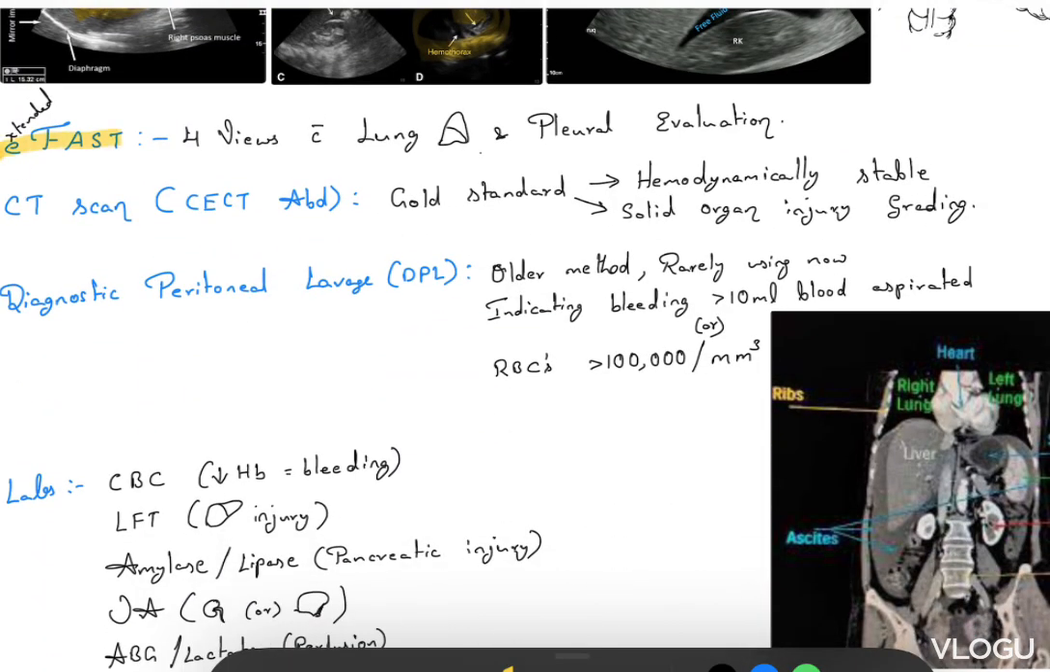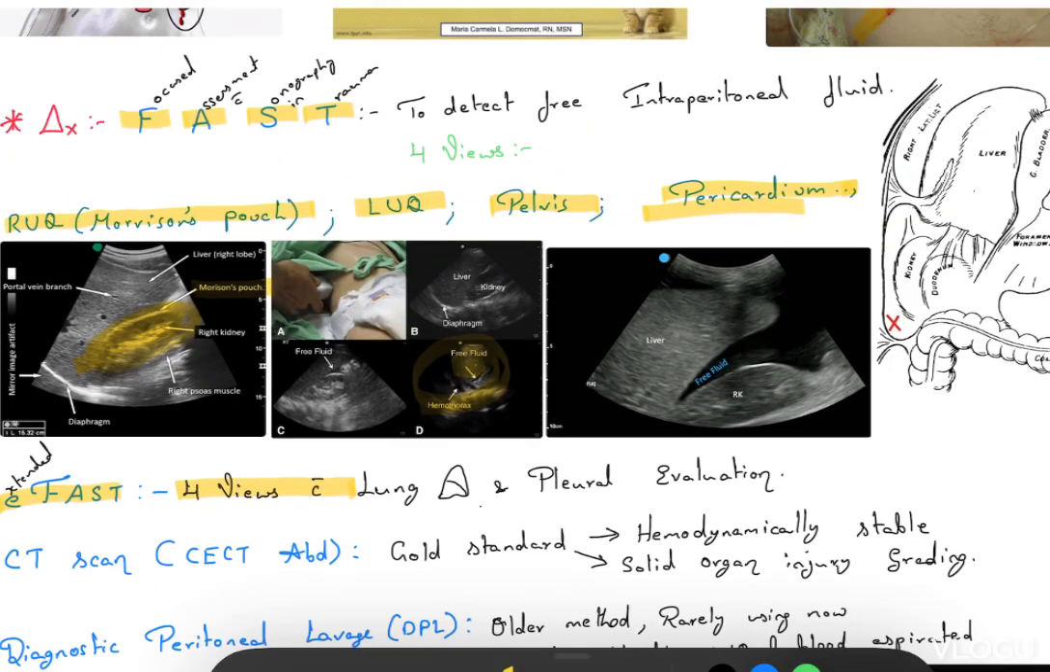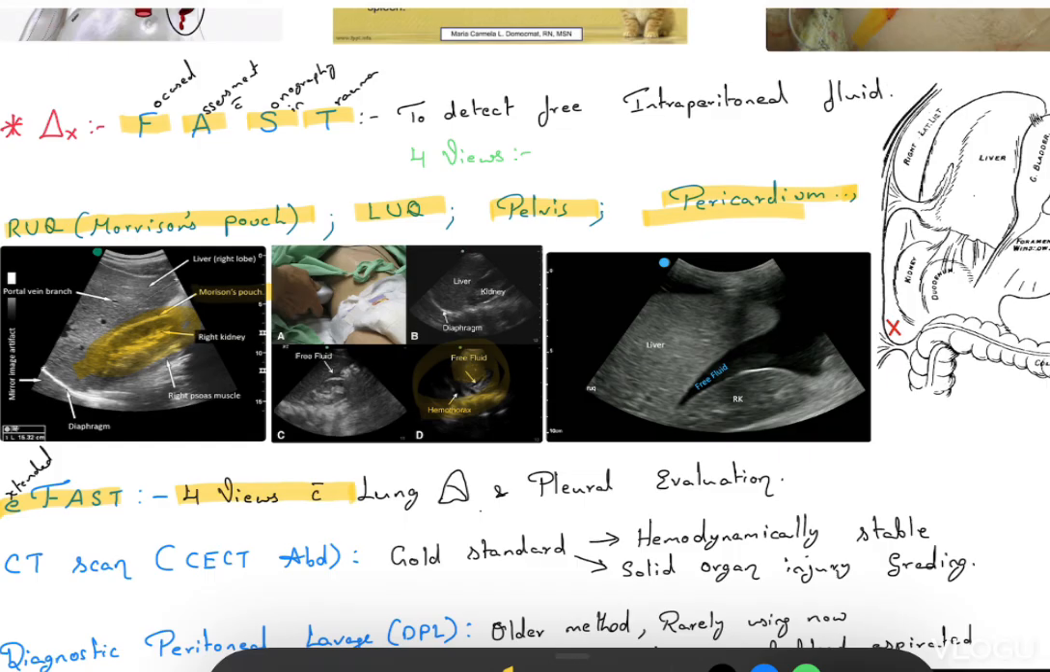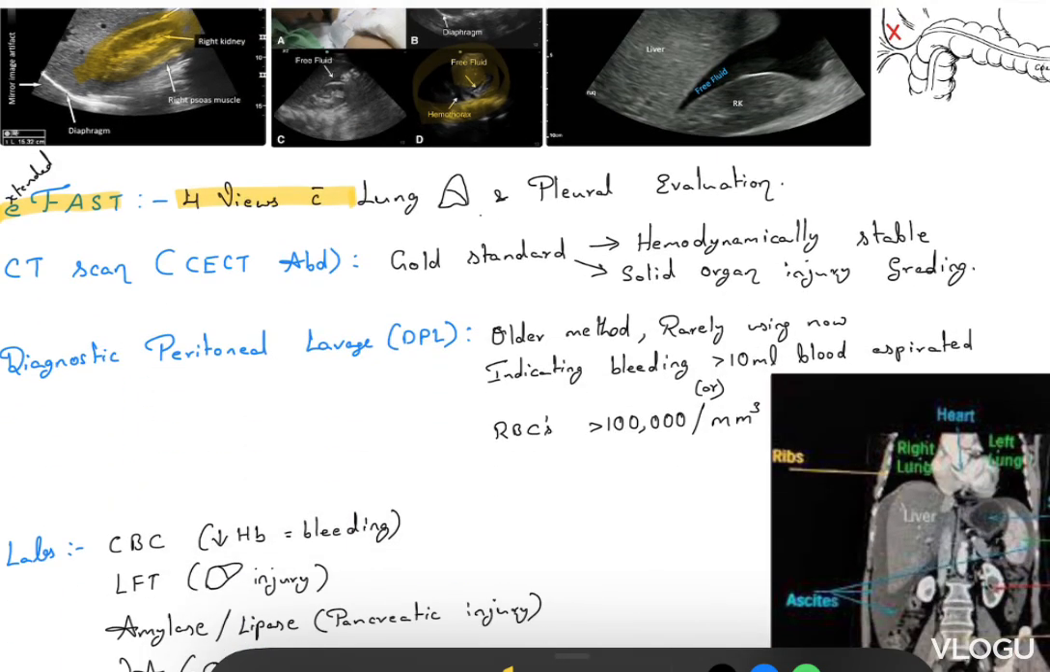Next we have another scan, that is E-FAST scan. E means extended focused assessment sonography in trauma. So these 4 views you are seeing, right? Right upper quadrant Morrison pouch, left upper quadrant splenorenal recess, pelvis, and pericardium. Along with that, if you are doing extended, you have to go with the lungs, and you have to rule out pleural pathological conditions, like pleural effusion.